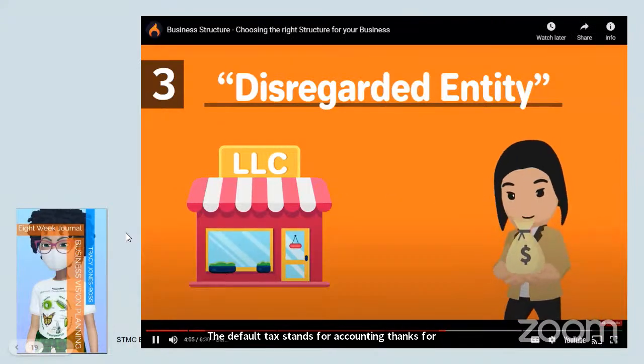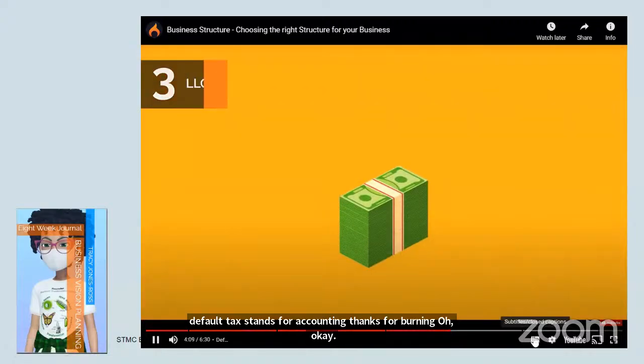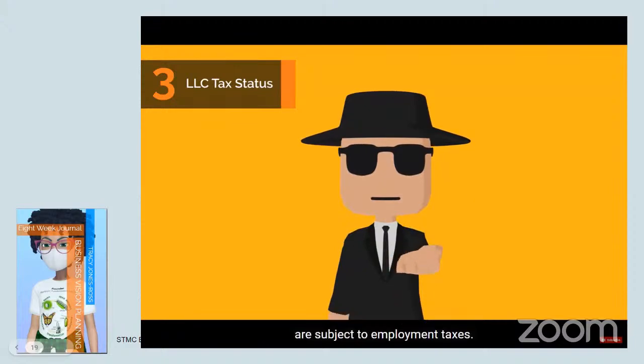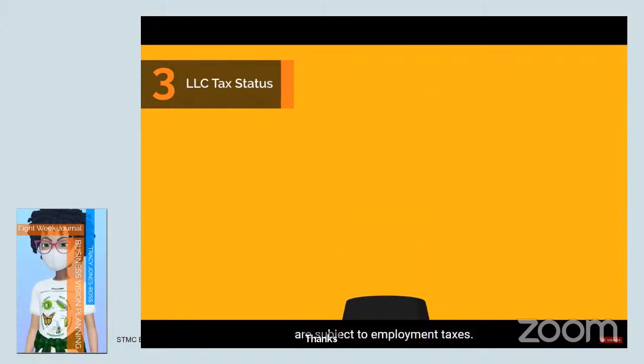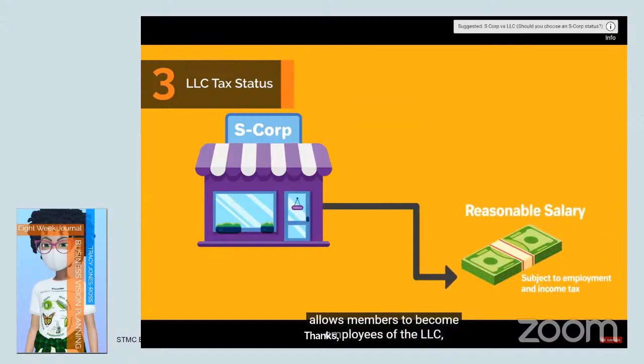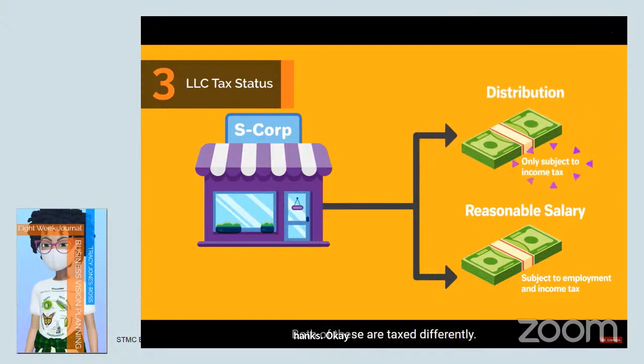If there are multiple members, the LLC is taxed as a corporation. Pass-through taxation means all distributions, which is what payments to LLC members are called, are subject to employee taxes. An LLC that is taxed as an S corp allows members to become employees of the LLC so they can be paid a salary as well as a distribution.